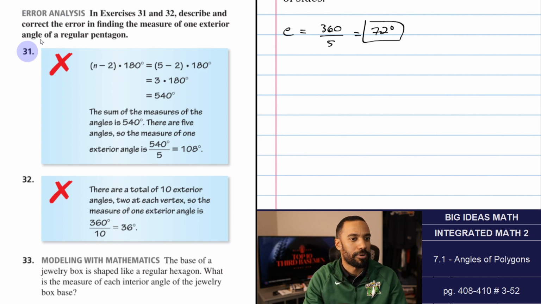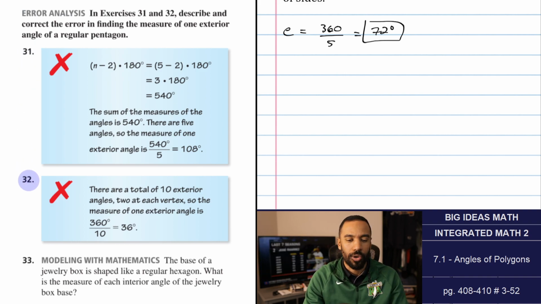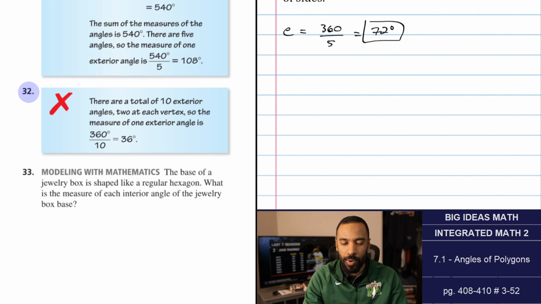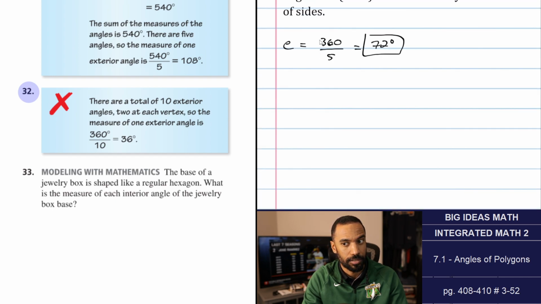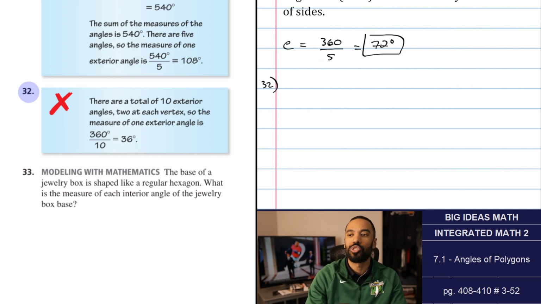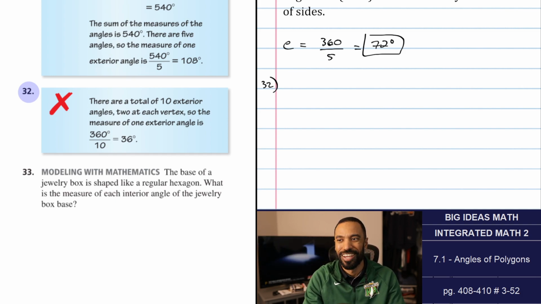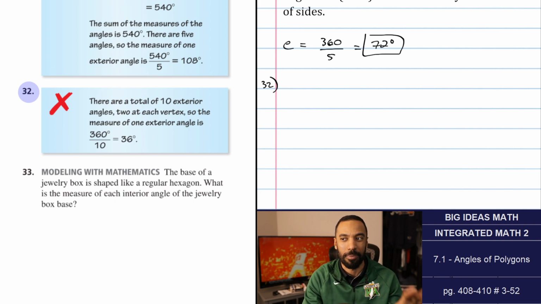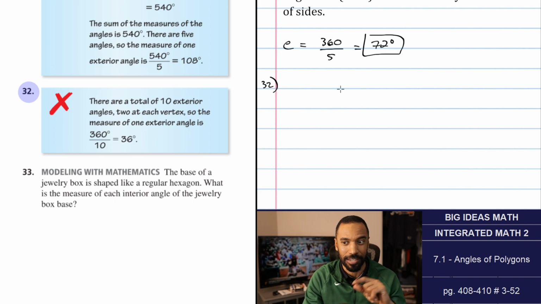Okay. Number 32. There are a total of 10 exterior angles, 2 at each vertex. So the measure of one exterior angle is 360 divided by 10 is 36. 10 exterior angles, 2 at each vertex. What? Oh, 2 at each. Oh. Okay, here's what they're saying. I forgot. They're talking about pentagons too. I just thought about that a second ago.